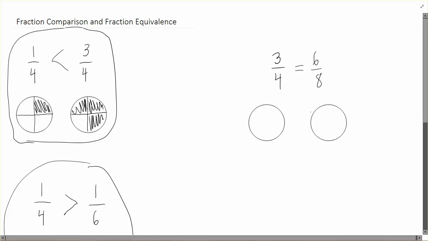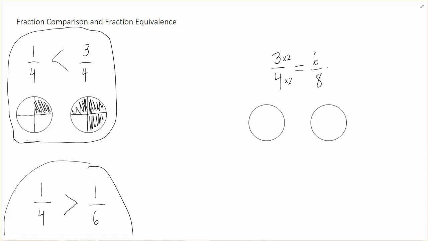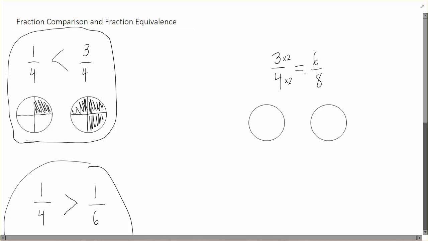And you may have learned something like a little procedure in school where you said, oh, well, I can do 3 times 2 equals 6, and 4 times 2 equals 8, and that means those two fractions are the same. And while that is true, and we can do some mathematics to prove that, it doesn't explain why we know they are the same. It's a procedure. Multiply that by 2 and that by 2, and it gives us something.